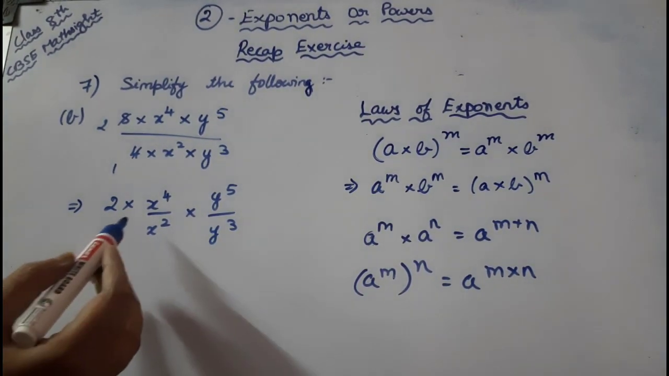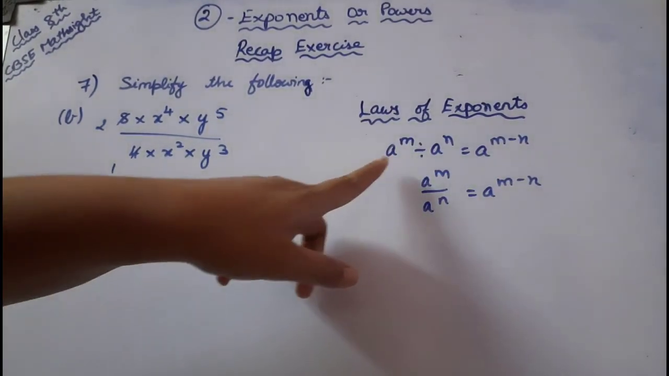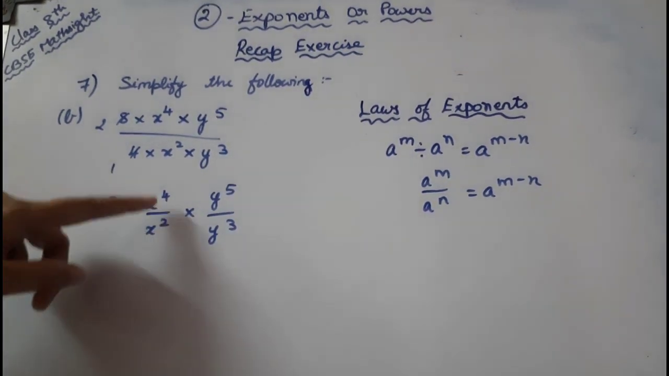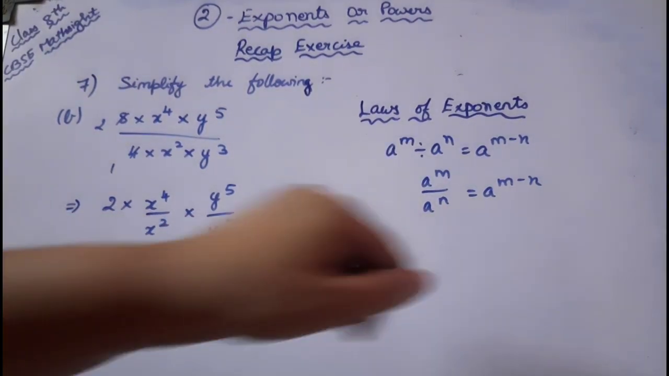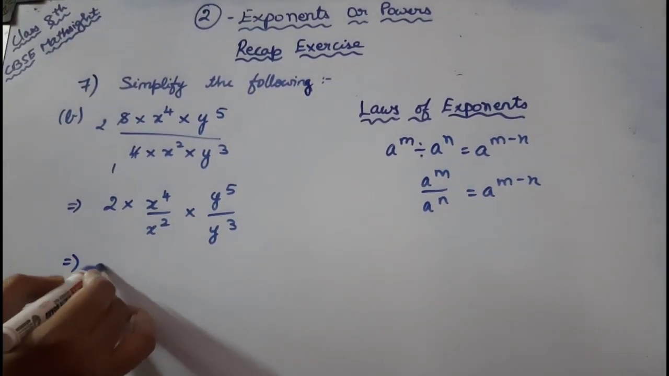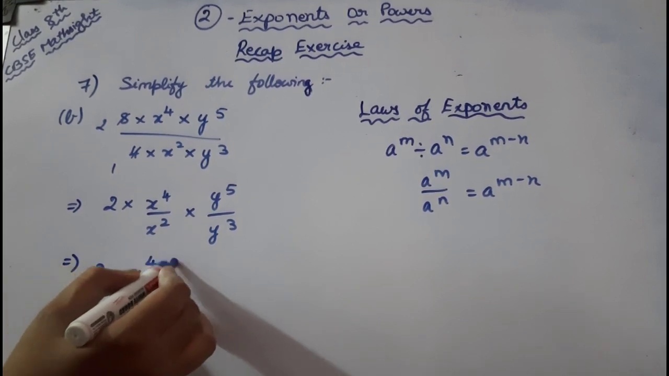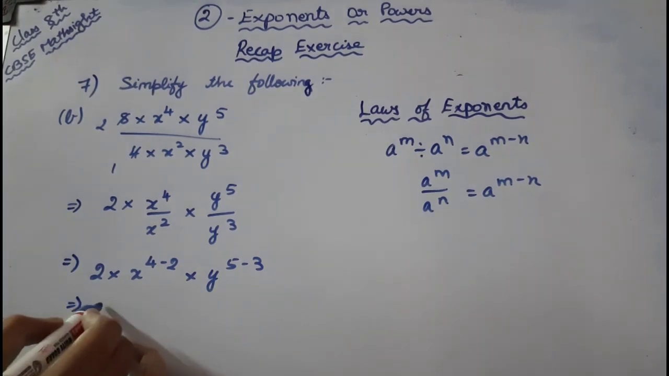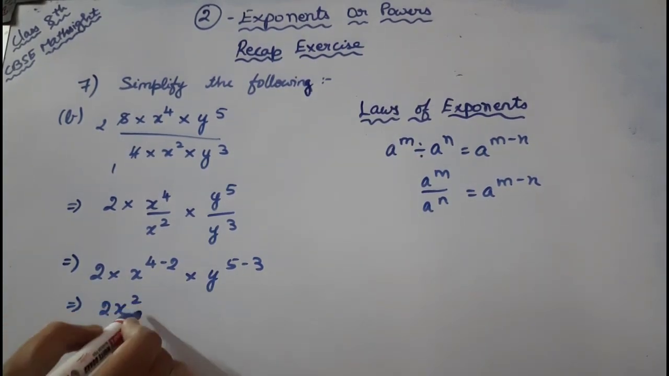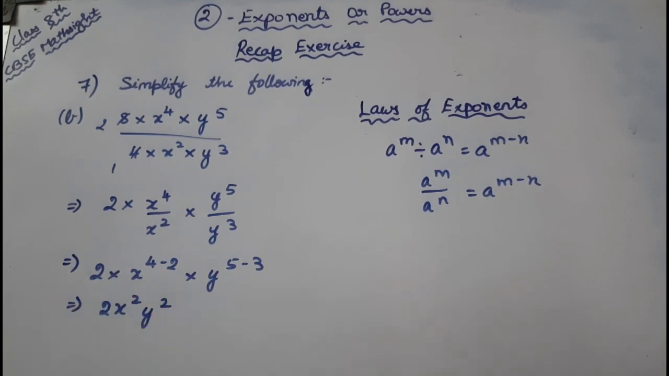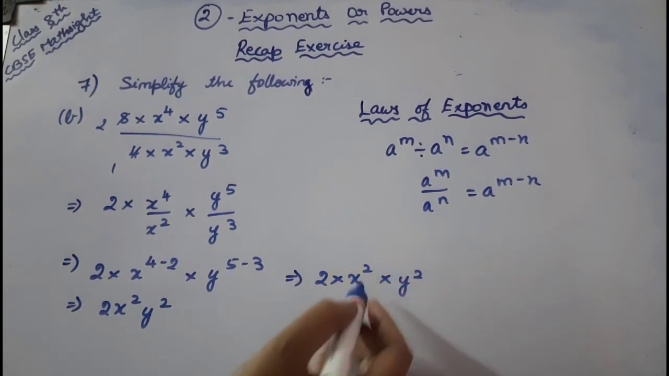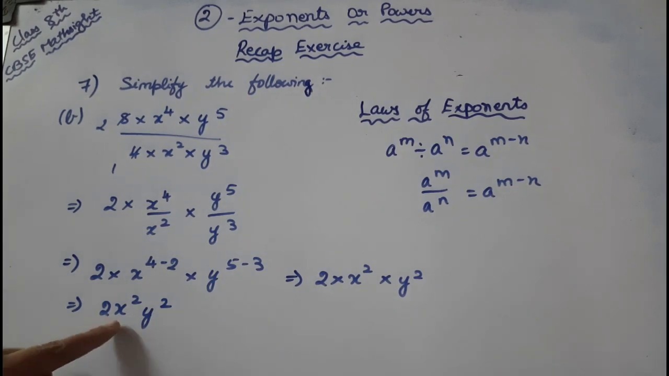So we can again use the formula. We are going to use the formula a to the power of m divided by a to the power of n. So this is in the format same base with different powers. We can actually subtract the powers. So this can be written as 2 into x to the power of 4 minus 2 into y to the power of 5 minus 3. So 4 minus 2 is 2. So 2 into x square into 5 minus 3 is 2. So 2 into x square into y square. Okay, so we can either write it as 2 into x square into y square, or we can simply write it as 2 x square y square.